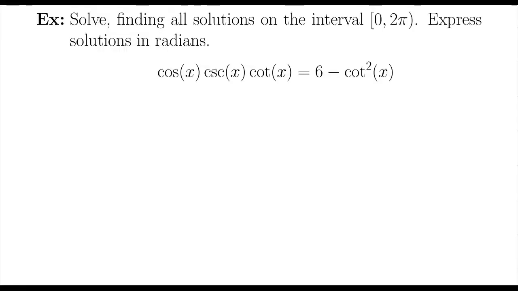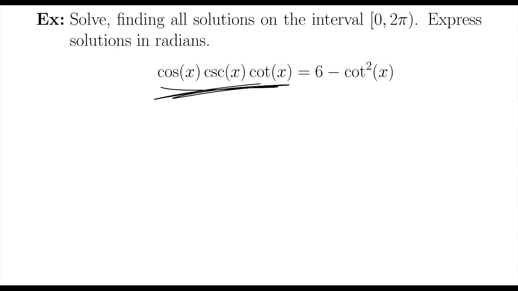Okay, here we go. Let's find all the solutions on the interval 0 to 2 pi of the equation cosine of x, cosecant of x, cotangent of x equals 6 minus cotangent squared x. Okay, I'm going to use the reciprocal identities to deal with this right here.